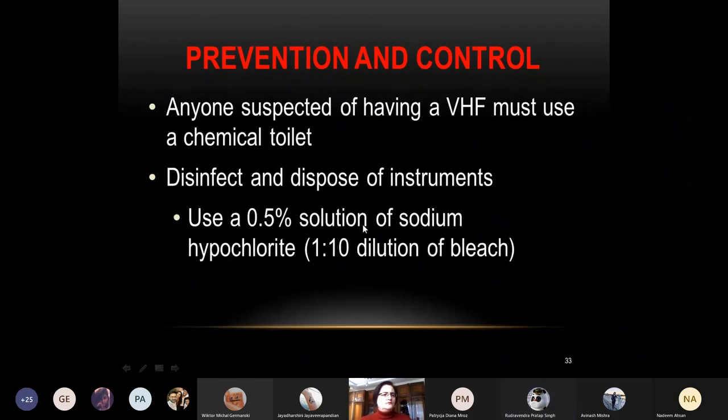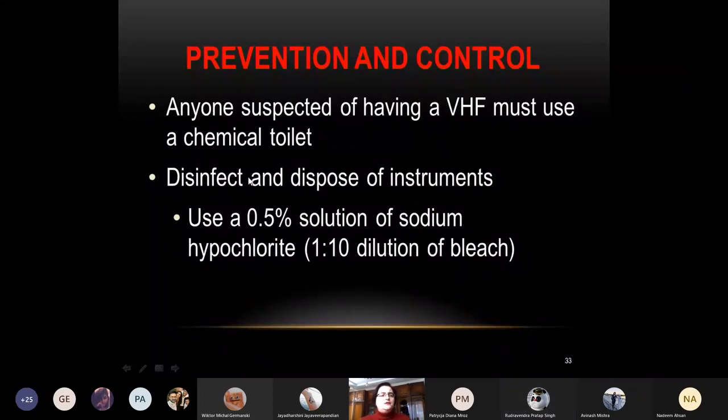Anyone suspected of having viral hemorrhagic fever must know also other infection control recommendations include proper use, disinfection, and disposal of instruments and equipment used in treating or caring for patients with viral hemorrhagic fever, such as needles, thermometers, and so on. Place any disposal items, including linens, in a double plastic bag and saturate with 0.5% sodium hypochlorite, 1 to 10 dilution of bleach, you see.